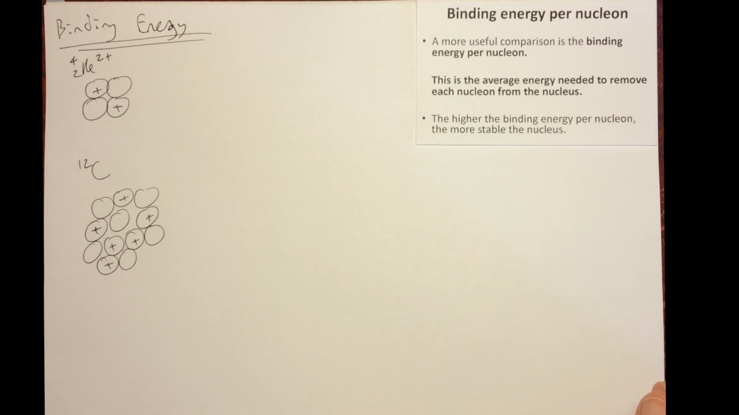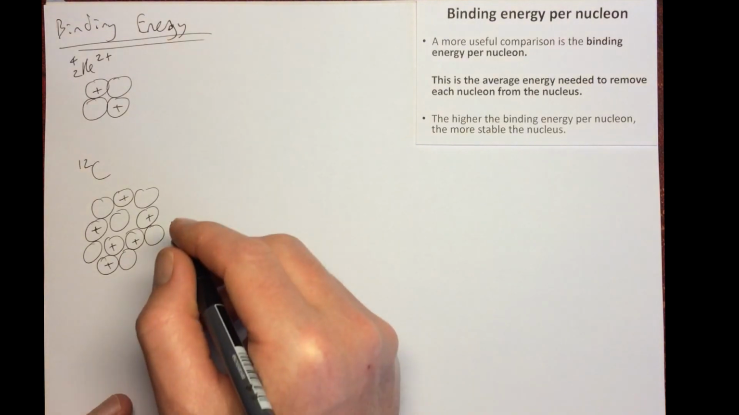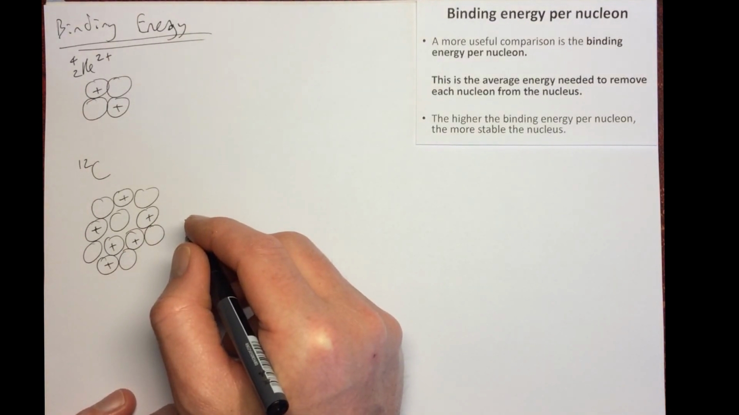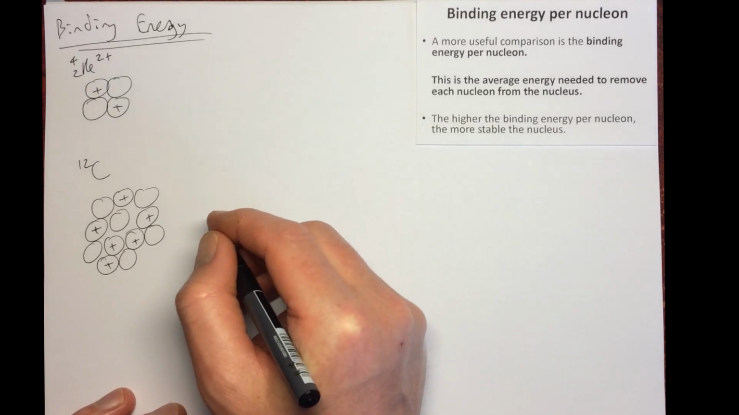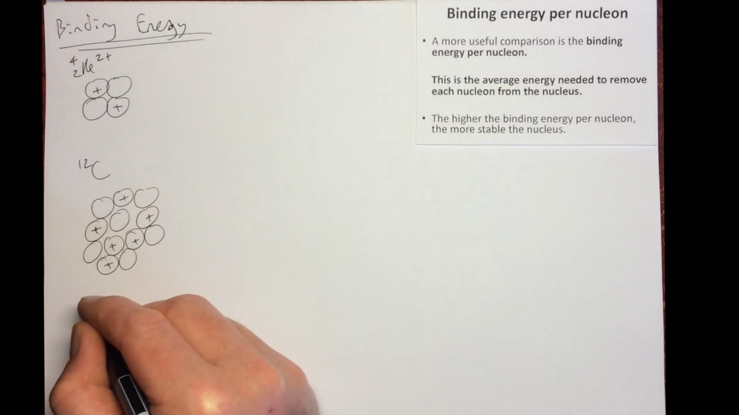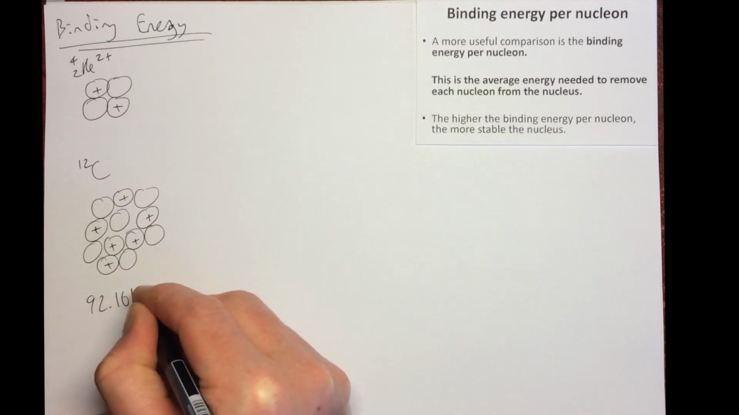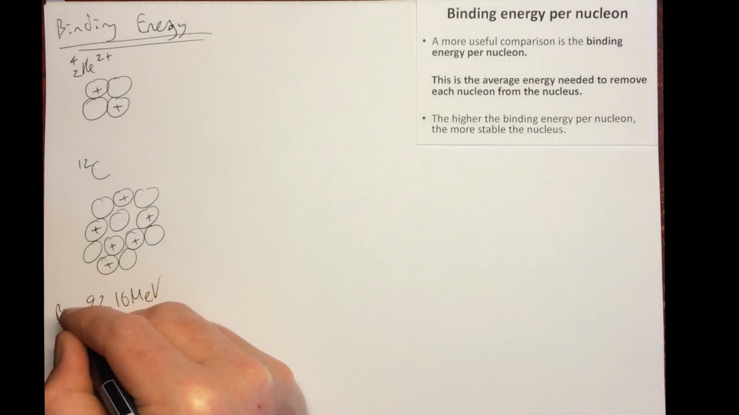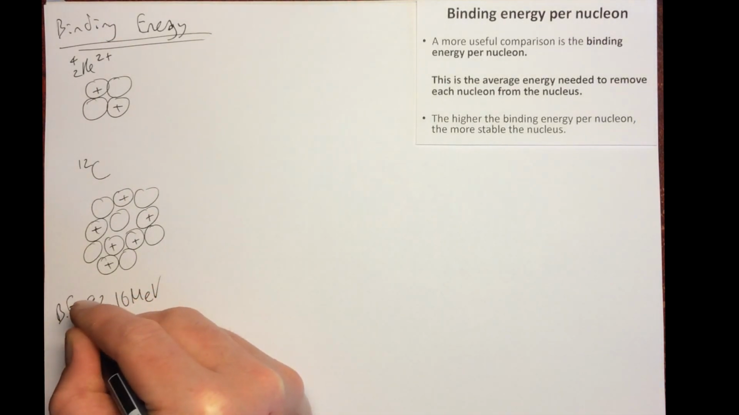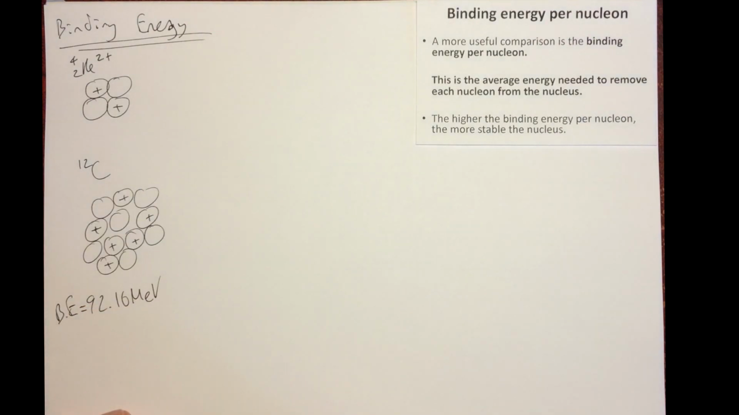We've been talking about the binding energy of particular nuclei, and we've worked out the binding energy of carbon-12. We worked out that it was 92.16 mega electron volts. Okay, so that's the binding energy, if we call it Be, of carbon-12.